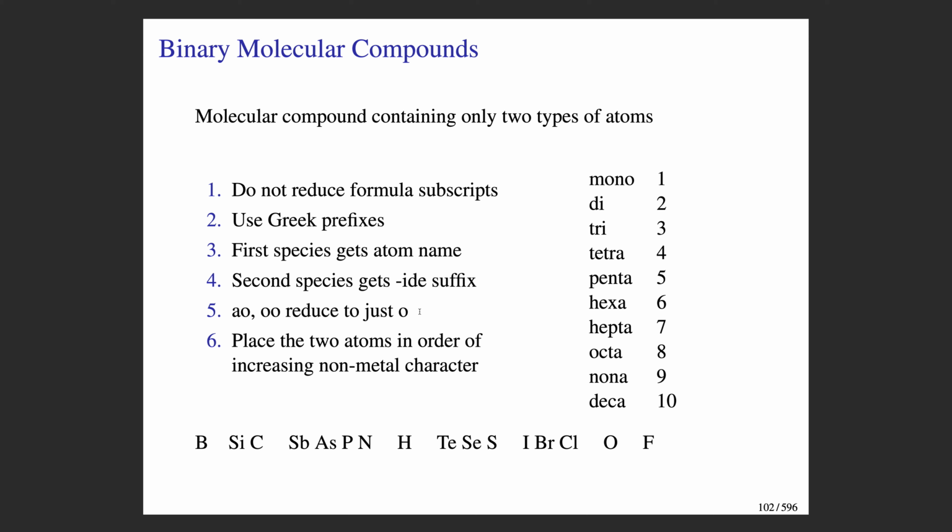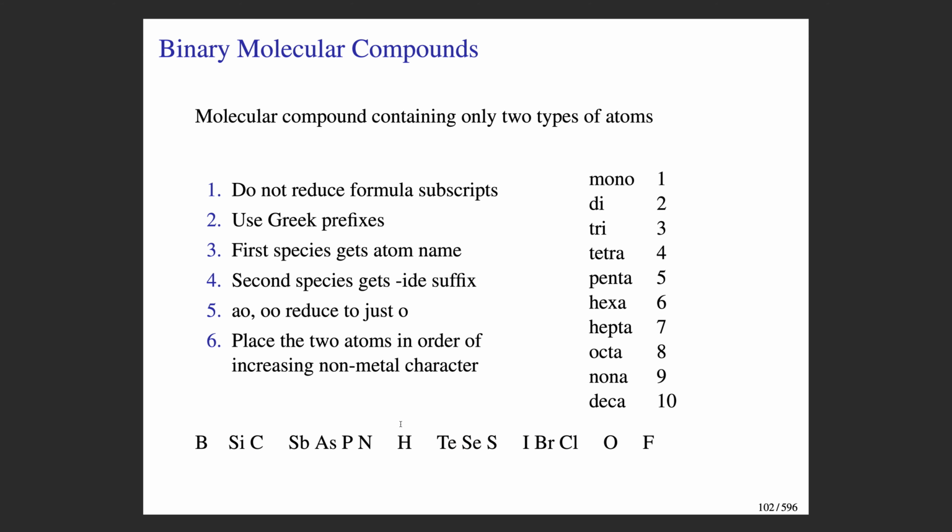You typically put the atoms in order of increasing nonmetal character, and so this is the ordering for atoms. So boron comes before every other nonmetal that it can form a compound with. Silicon comes before carbon and all of these, but it always goes after boron, and so on. Fortunately, you don't actually need to memorize this list.